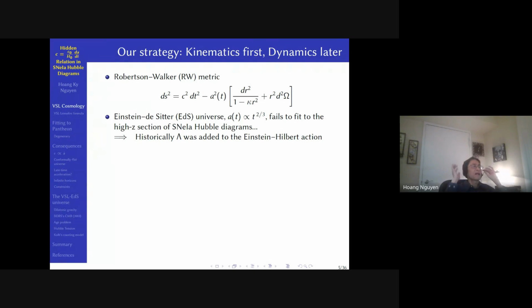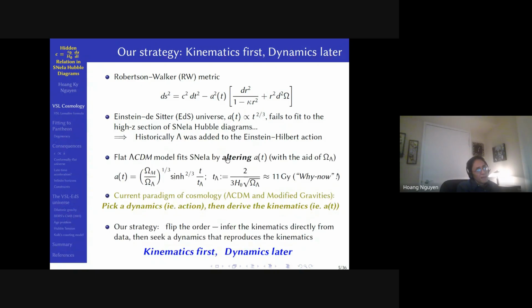So here is the strategy I'm proposing, and that is kinematics and dynamics. So let us revisit what that is. Now we have the Robertson-Walker metric. This is the form for that. We know that for the standard universe, the form for a(t) is proportional to t^(2/3). And with that universe, with that form for a(t), we cannot fit the high z section in the Hubble diagram of supernovae. And that was the key motivation that the lambda term was added into the Einstein-Hilbert action.